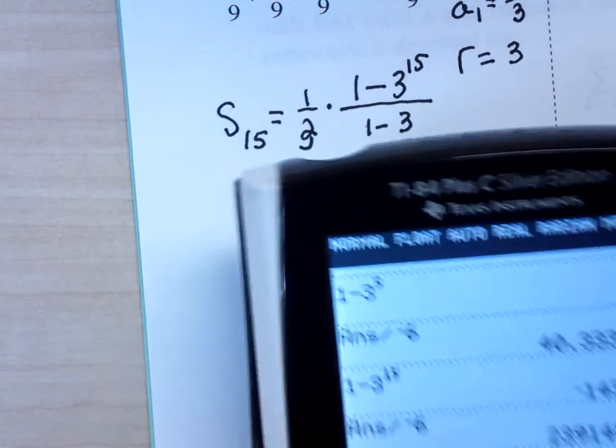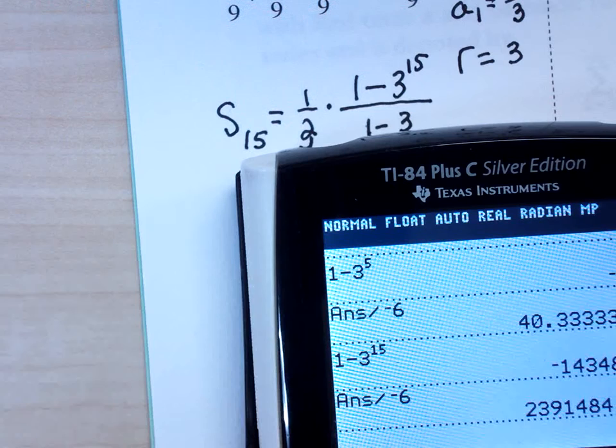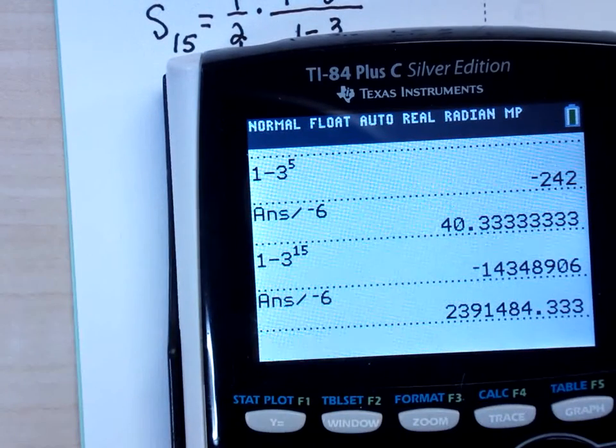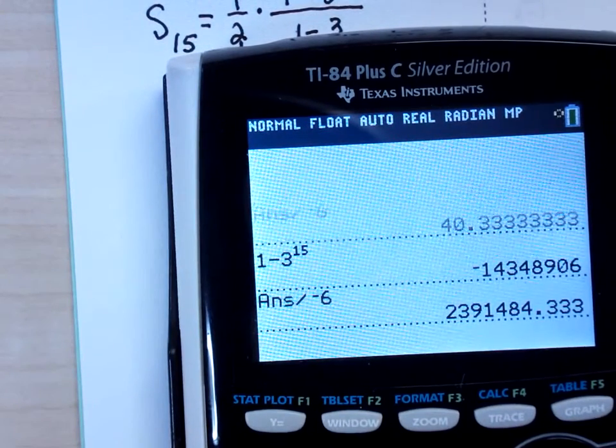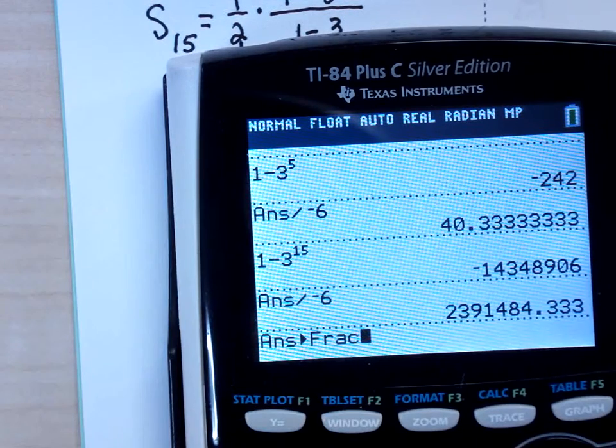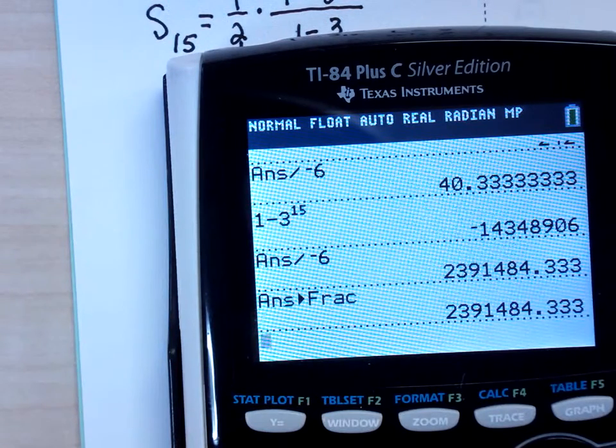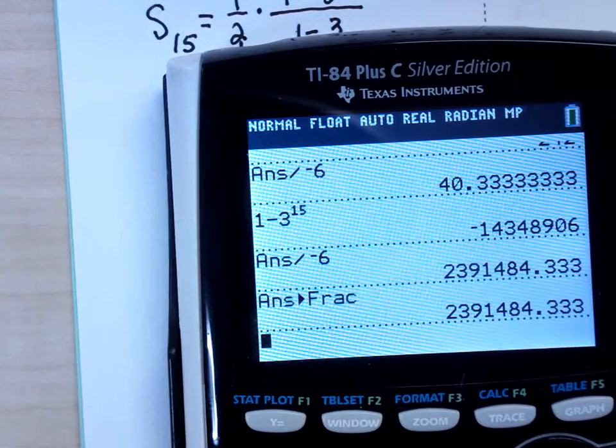Or what you could do, well, of course, that's not going to help much, is push that to a fraction. Because it's not going to be pleasant if I push that to a fraction. So let's see. Math. Push it to a fraction. And it can't. Not enough information. Not enough decimal places.